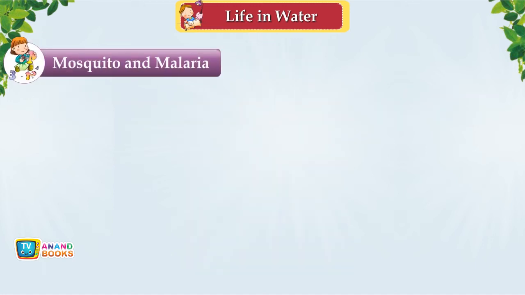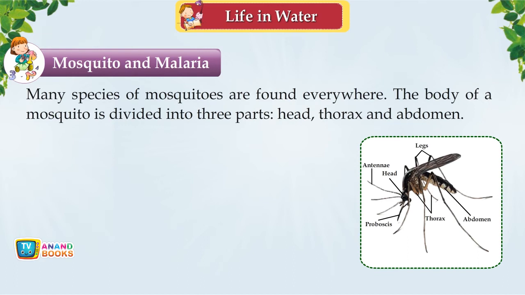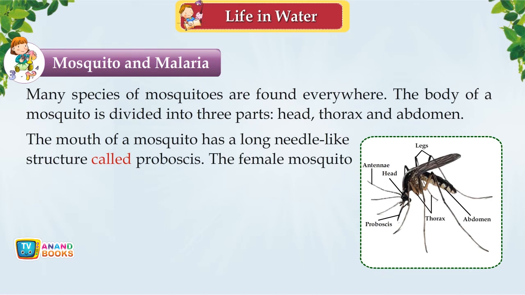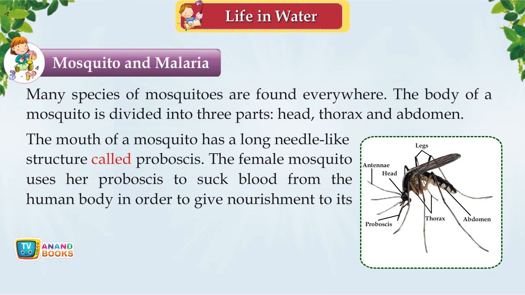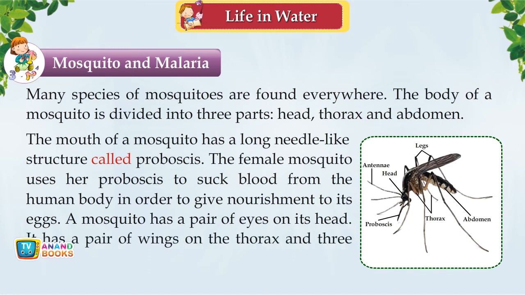Mosquito and malaria. Many species of mosquitoes are found everywhere. The body of a mosquito is divided into three parts: head, thorax, and abdomen. The mouth of a mosquito has a long needle-like structure called proboscis. The female mosquito uses her proboscis to suck blood from the human body in order to give nourishment to its eggs. A mosquito has a pair of eyes on its head. It has a pair of wings on the thorax and 3 pairs of legs.